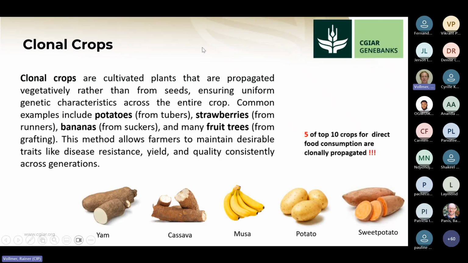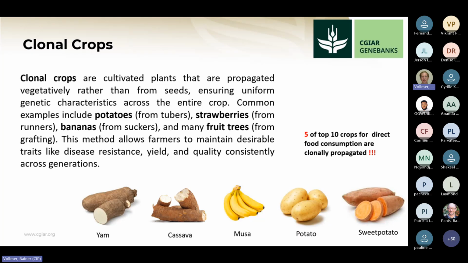Okay. Well, let's start with the beginning. What are clonal crops? We all know this, but it's good to remember how important they are. Here you have a definition. There are different ways to say this.